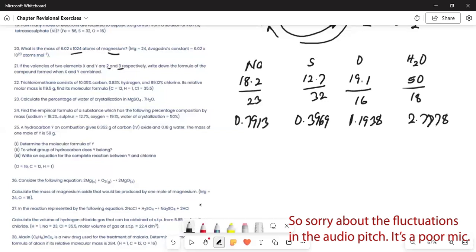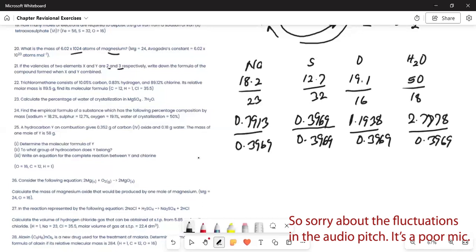Now we divide by the smallest number to know the mole ratio in which these elements are combined. The smallest one here is 0.3969. Now, starting with the first one, 0.7913 divided by 0.3969. That is 2 approximately. It's 1.999. When you round it up to the nearest number, that is 2. Then this is 1.